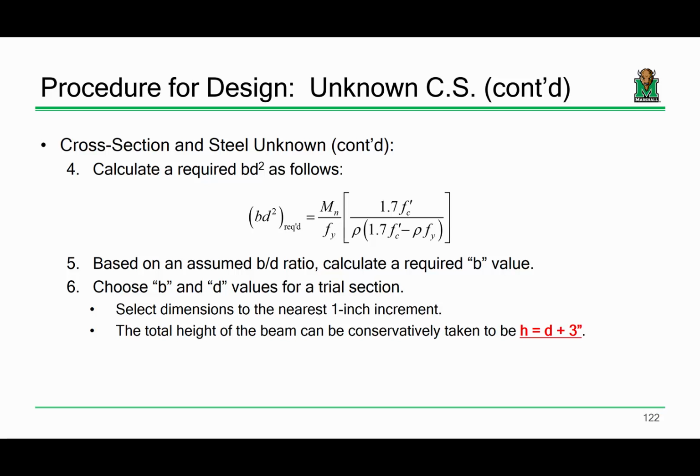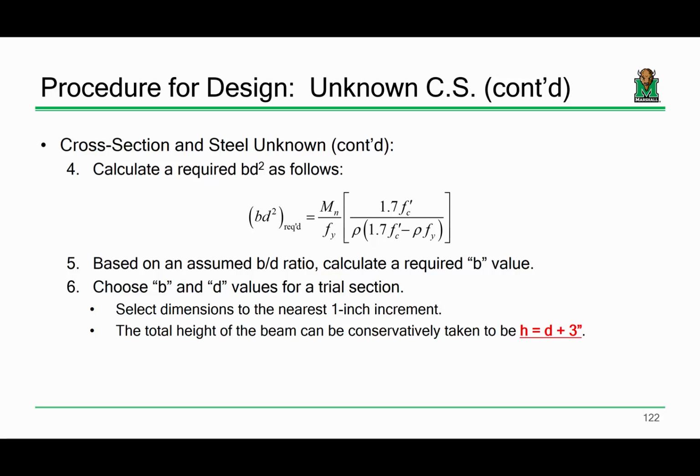You said, well, if you got BD squared, how do you figure out what the B is and how do you figure out what the D is? Well, typically what we will do is we will choose a B over D ratio or a D over B ratio that is economical and go with that. So what's a good B over D ratio? Typically in most beam design, anything between like 1.5 and 2.5 are pretty good values.